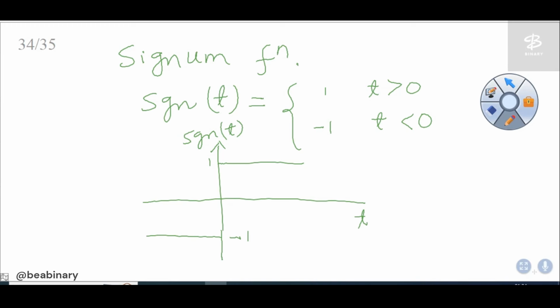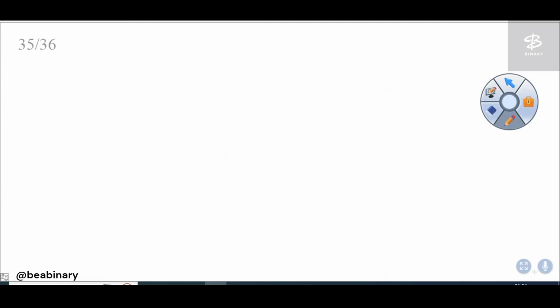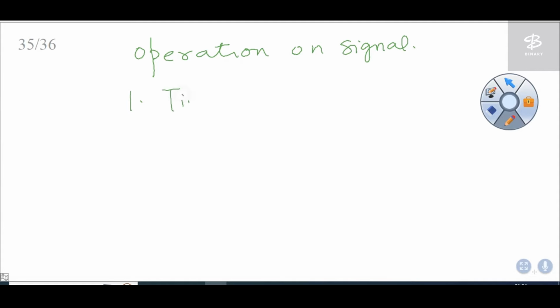Now we will discuss what kind of mathematical operations that we can perform on the signals. So you can perform various operations on these elementary signals, like you can do the time shifting.